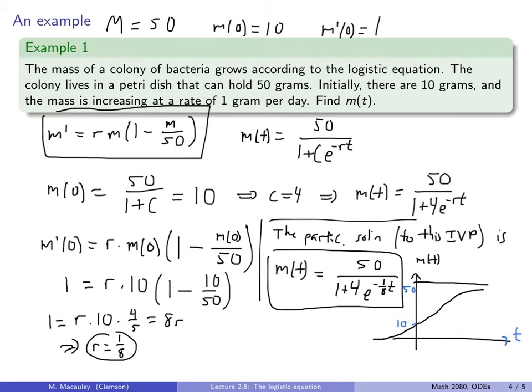And remember, to find that last step, to find r, we had two choices. We could have used our equation, which was easier, or we could have taken the derivative and then plugged this in.